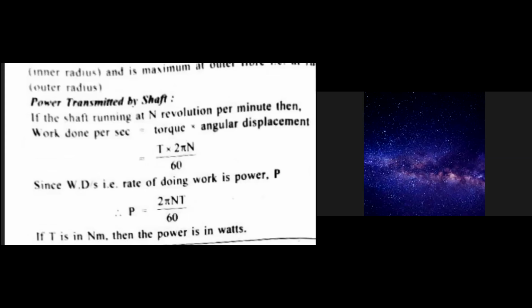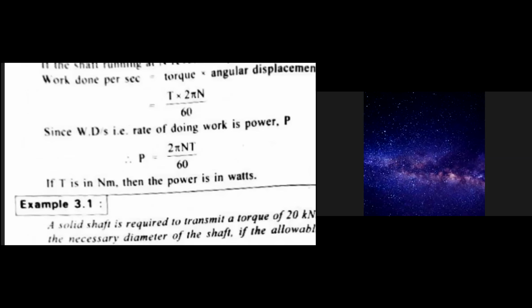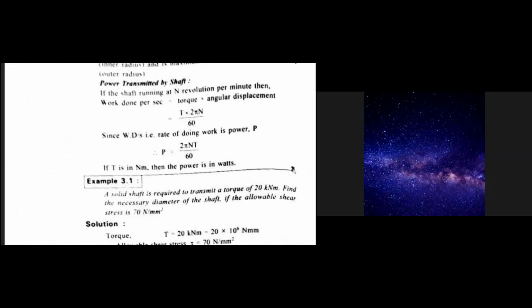If the shaft is running at n revolutions per minute, then work done per second equal to torque into angular displacement, that is T into 2 pi n by 60. The work done per second is nothing but the rate of doing work, which we can term as power. Therefore power transmitted by the shaft, capital P, is equal to 2 pi nT by 60, where T is the mean torque in Newton meter, and power is in watts. So these are the mathematical expressions you have to remember for designing the shaft.